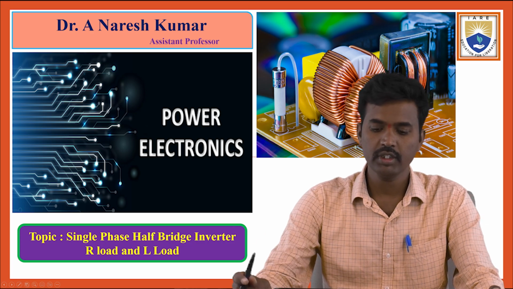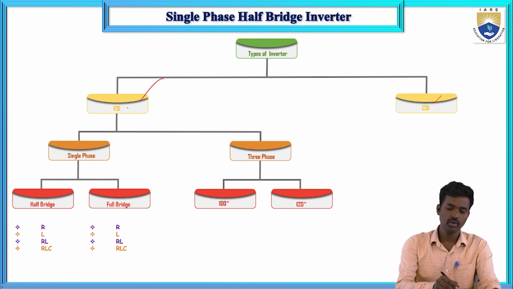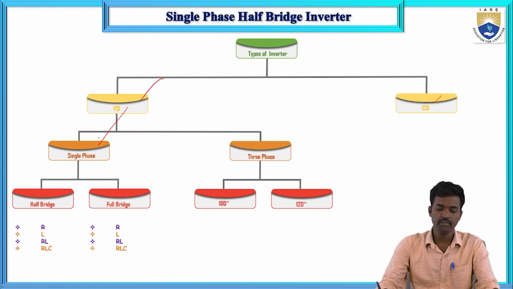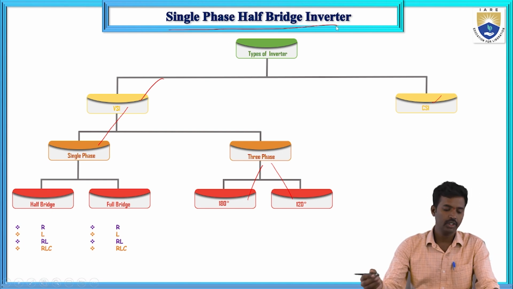Today we are going to have a discussion on single phase half-bridge inverter with R load and L load. The inverters are classified into two types: voltage source inverter and current source inverter. The voltage source inverter is again classified into single phase and three phase. The single phase has the half bridge inverter and full bridge inverter, and the three phase inverter has a 180 degrees conduction mode and 120 degrees conduction mode. Here we are dealing with the single phase half bridge inverter, and we are going to explain it with R load and L load.